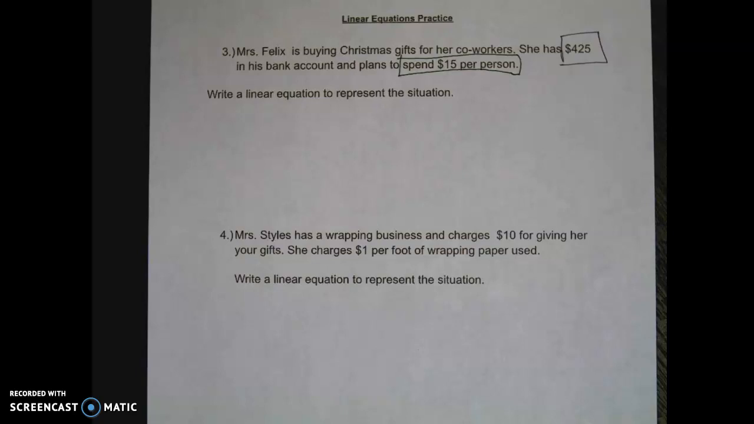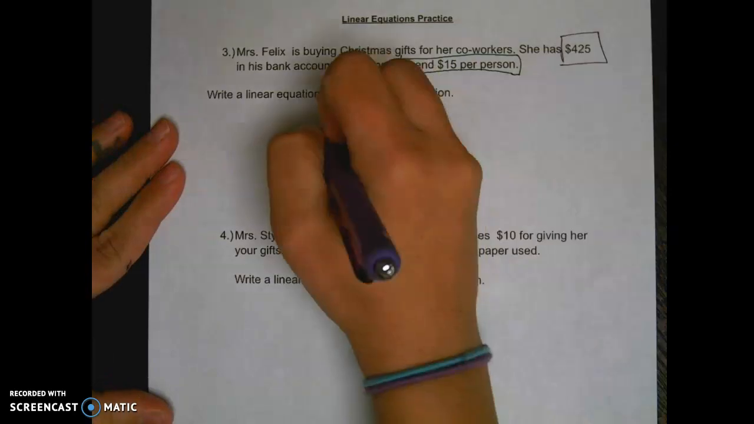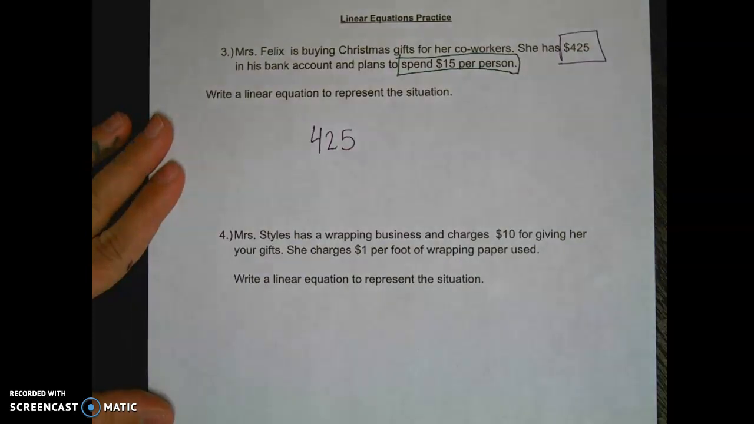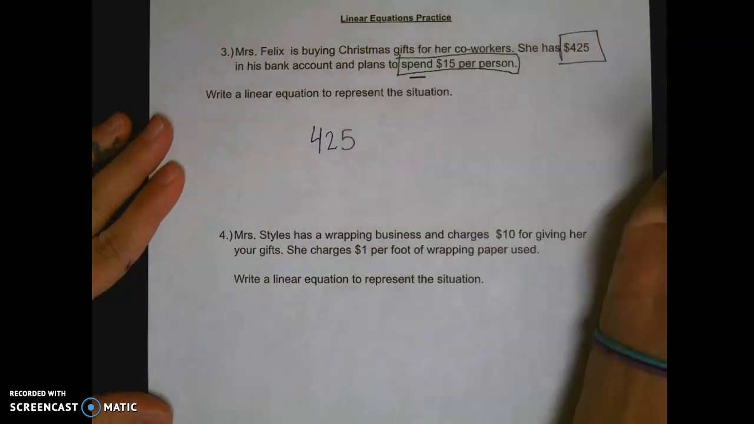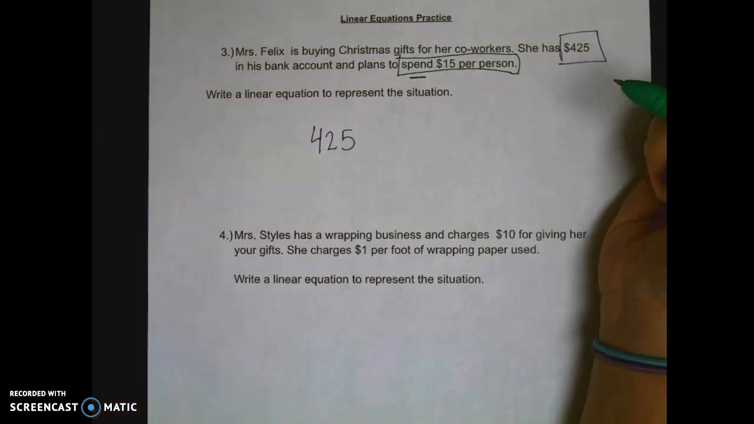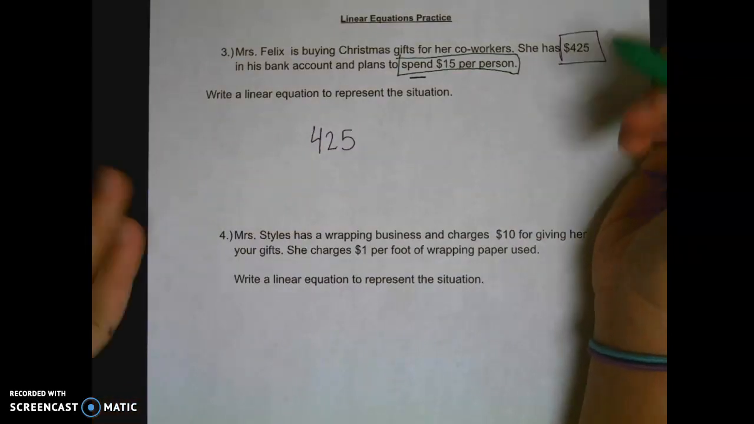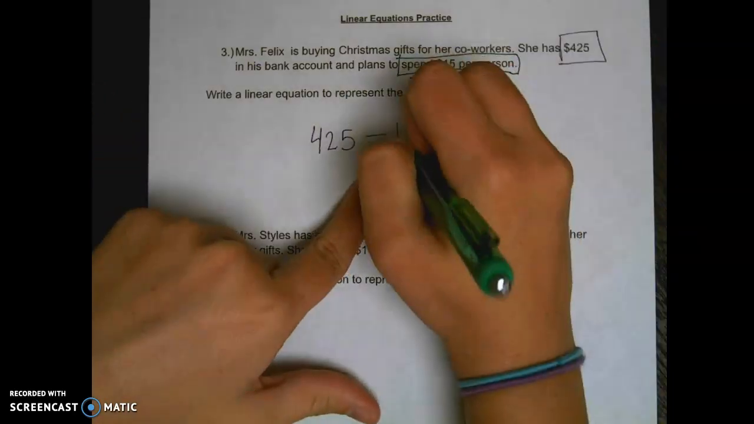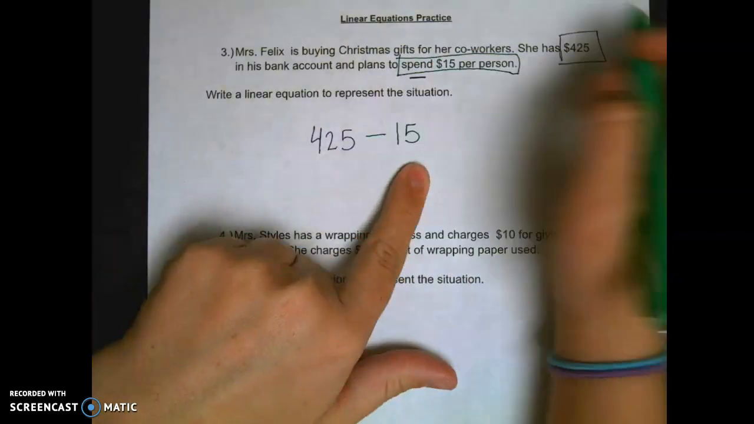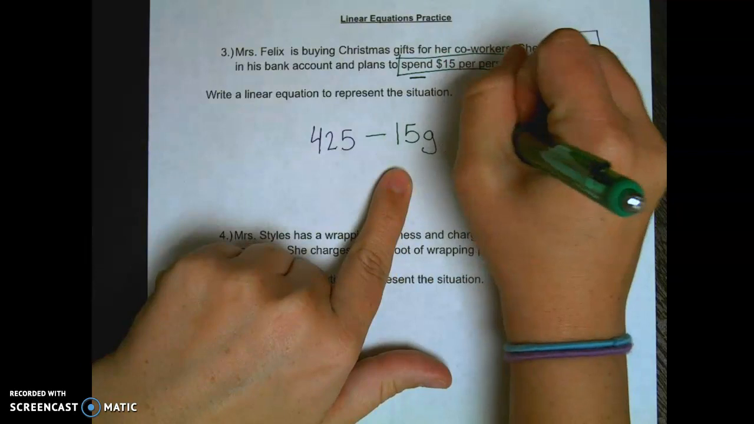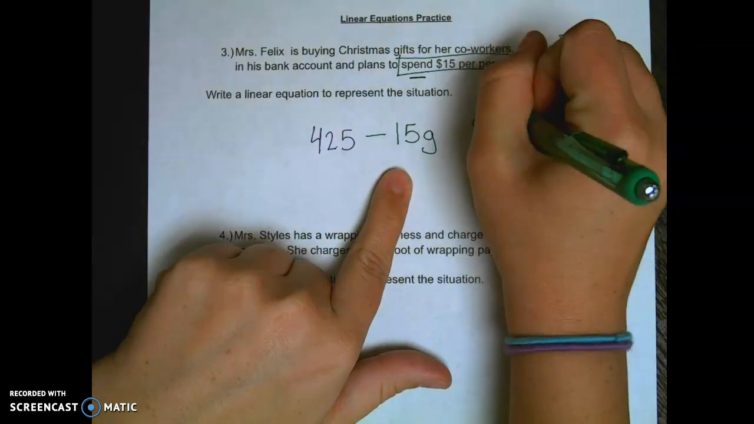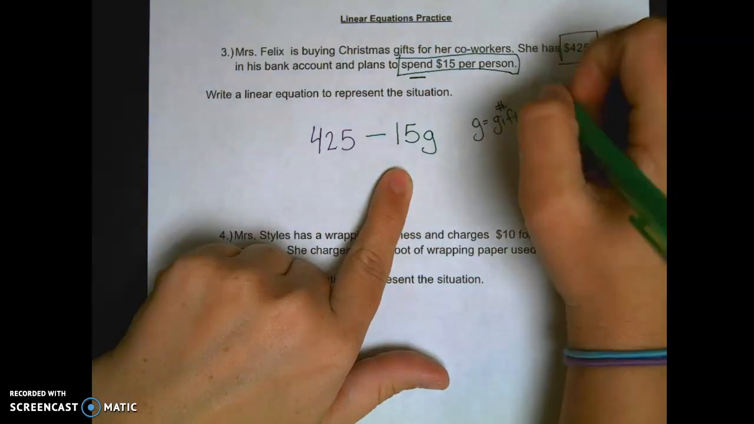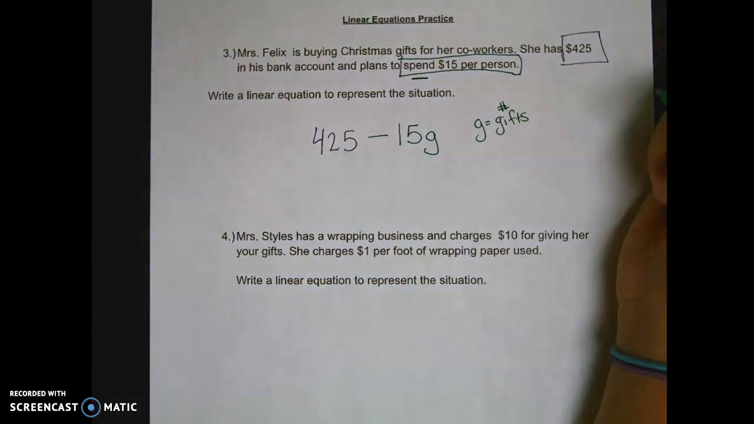So now that you have had time to write, she has $425 in her bank account. If she's spending money per person, it means she's going to lose money in her bank account. She's spending $15 a person. She's losing money in her bank account. So it's going to be $425 minus $15 per person. Let's use G for gifts. So the number of gifts is how much she spends per person.